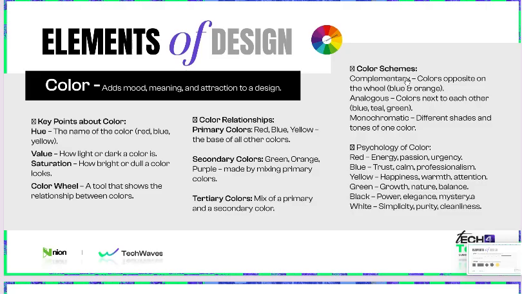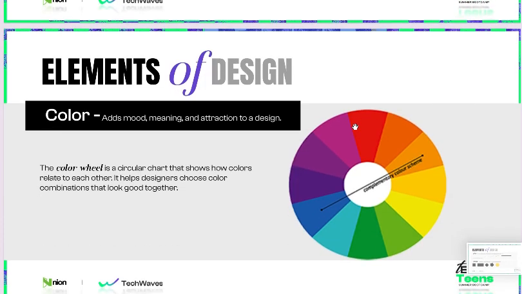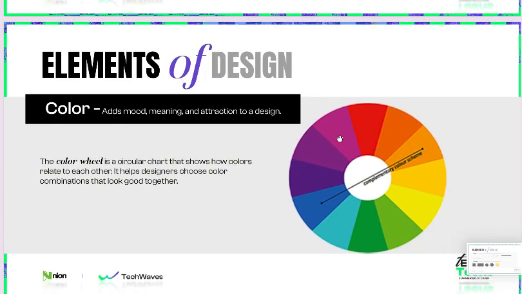Complementary colors: colors opposite on the wheel. You can see the wheel has been divided for us, and it's very clear which color is opposite which. So green is opposite red. These two are complementary colors. Purple, blue is opposite yellow. Cyan is opposite orange.